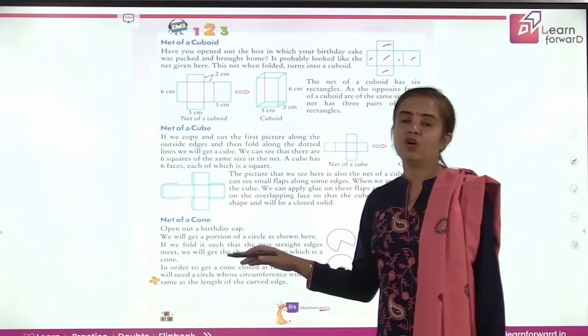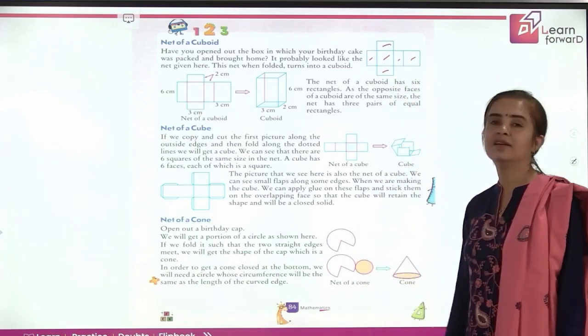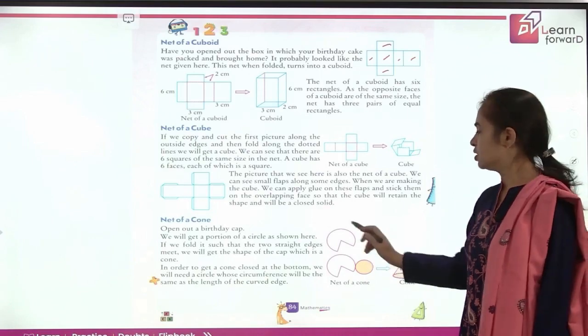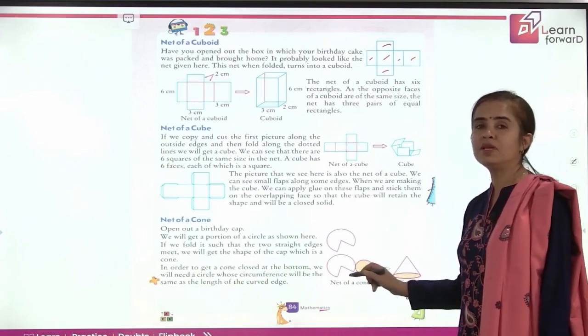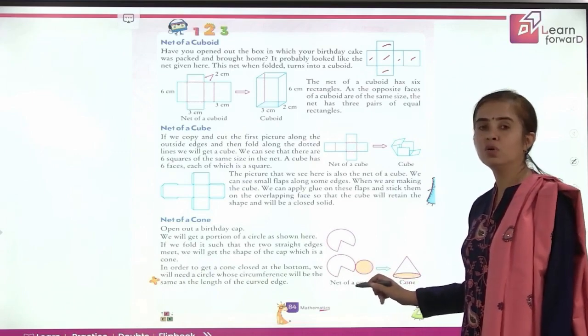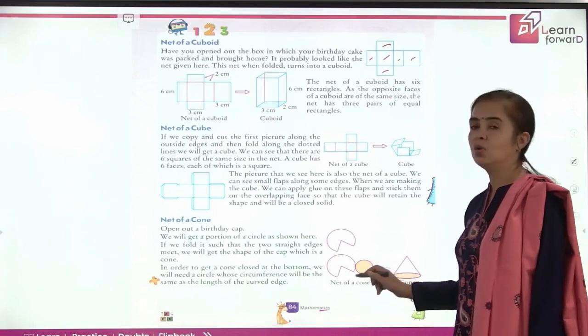What about the net of a cone? A cone when opened is nothing but a circle from which a sector is cut. So just take a circle, cut out a piece out of it, and when you turn it, if you want to have a closed cone, you can keep a circle also along with it.